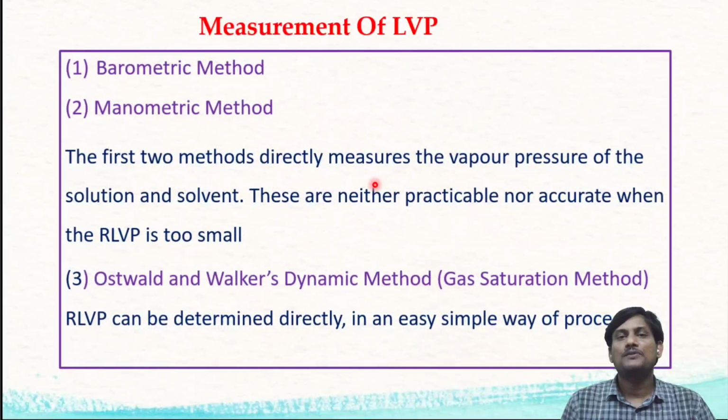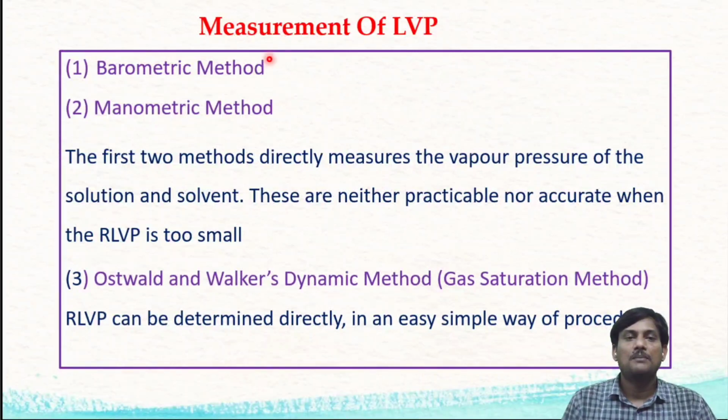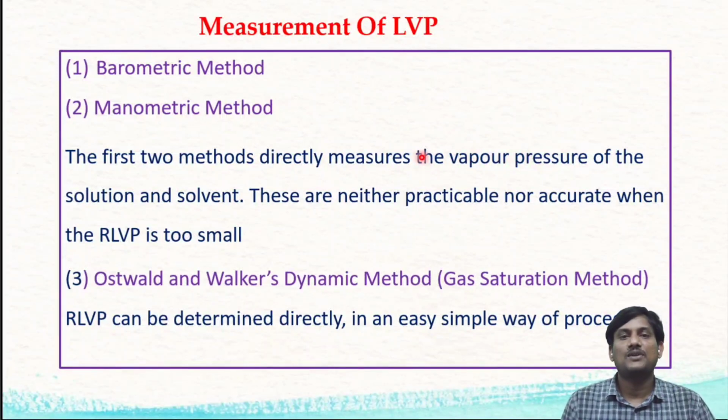For the measurement of lowering of vapor pressure, three methods are developed. The first method is the barometric method, the second method is the manometric method. In the first two methods, the lowering of vapor pressure is determined by measuring the vapor pressure of solution and solvent. But these methods are not accurate or not practicable when the relative lowering of vapor pressure is too small.